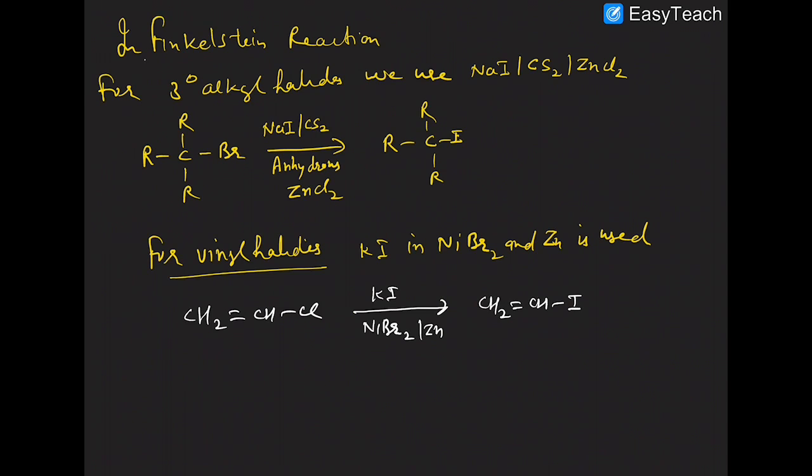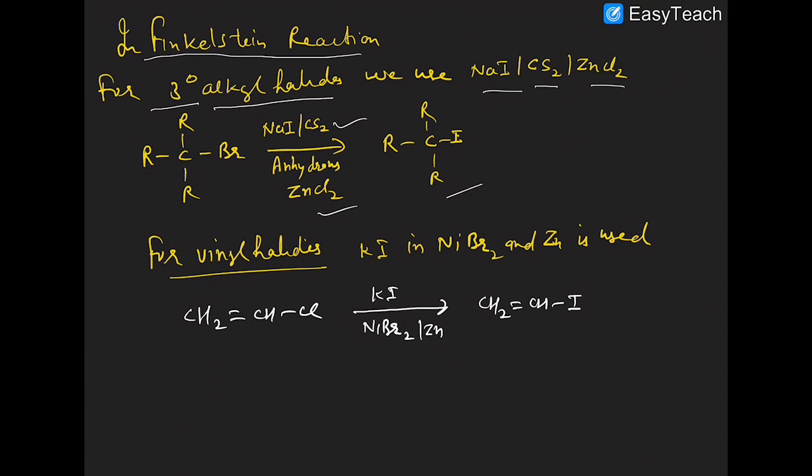Now in the Finkelstein reaction, if the alkyl halide is tertiary in nature, then we use NaI in carbon disulfide with zinc chloride. Okay, in that case you do not use acetone, you use CS2. So NaI in carbon disulfide with anhydrous ZnCl2 gives you the corresponding tertiary iodide.